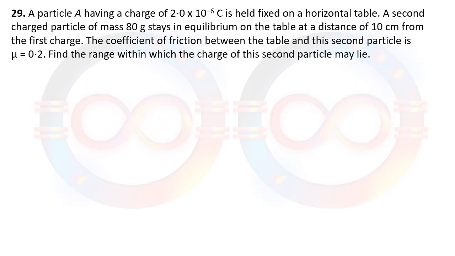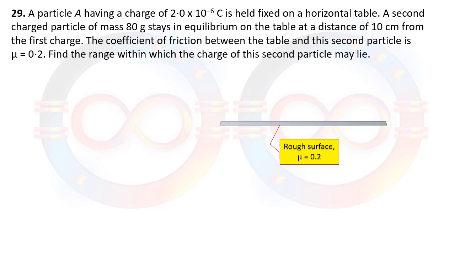Question number 29 is saying that a particle A having a charge of 2 into 10 raised to minus 6 coulomb is held fixed on a horizontal table. A second charged particle of mass 80 gram stays in equilibrium on the table at a distance of 10 centimeter from the first charge. The coefficient of friction between the table and the second particle is 0.2.